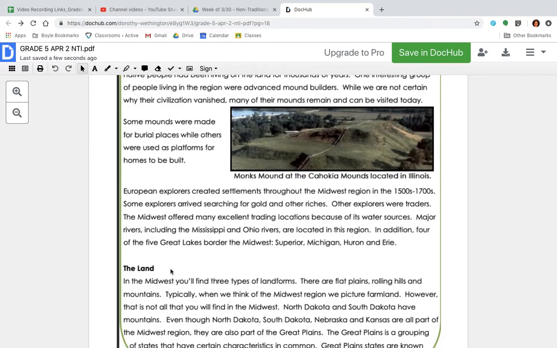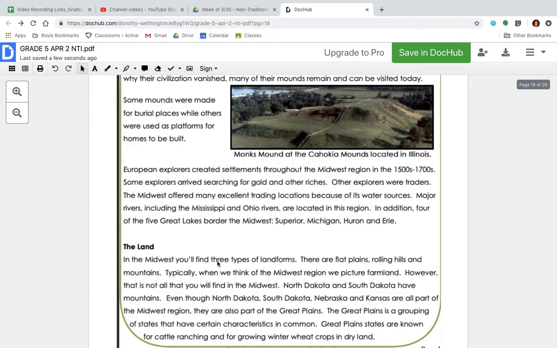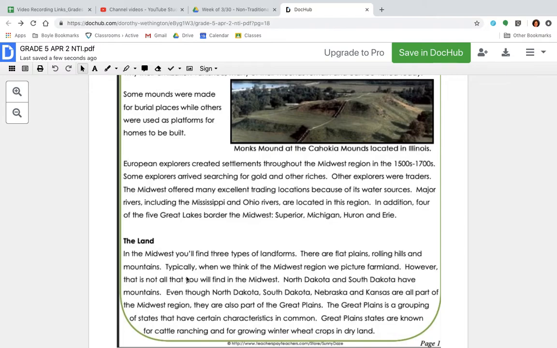The land. In the Midwest, you'll find 3 types of landforms. There are flat plains, rolling hills, and mountains. Typically, when we think of the Midwest region, we picture farmland. However, that is not all that you will find in the Midwest. North Dakota and South Dakota have mountains.